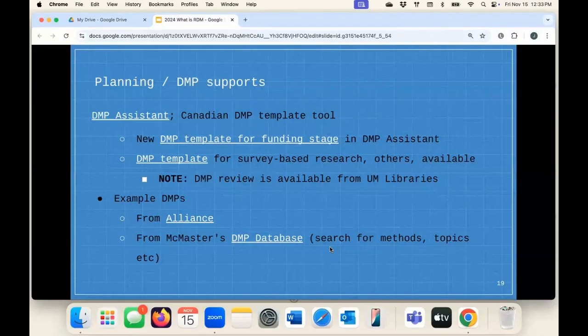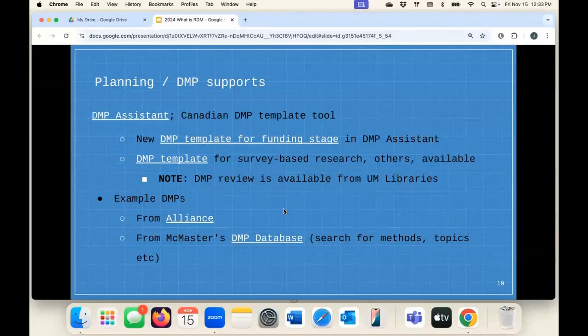There are other DMP templates. Survey-based research, for example, has one. And just a note that DMP review is available from the university. We'll talk about that more specifically, obviously, in the other sessions.